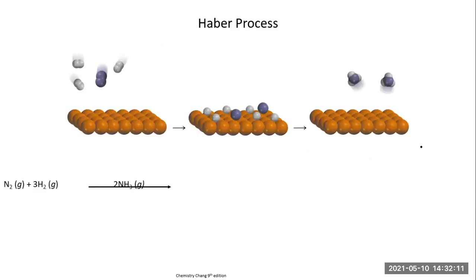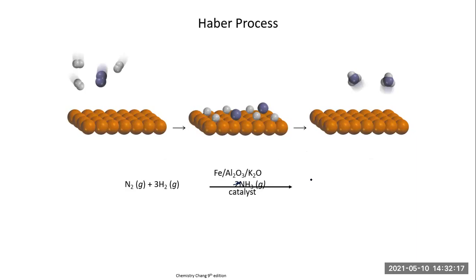So here's that Haber process. And again, the NH3 got hidden here. It's actually not a catalyst here. Sorry about that. There we go. So we have our N2 plus our 3H2. And you can see a bunch of different metals can act as a catalyst here. And that's what we see here. This would be a heterogeneous catalyst.